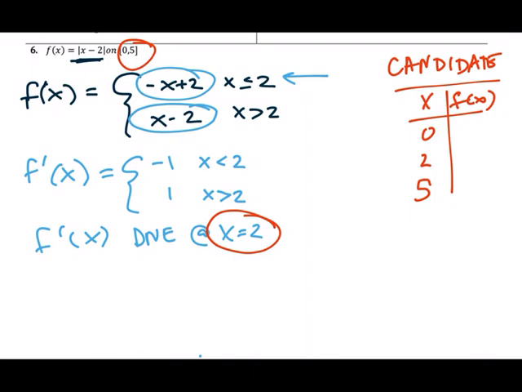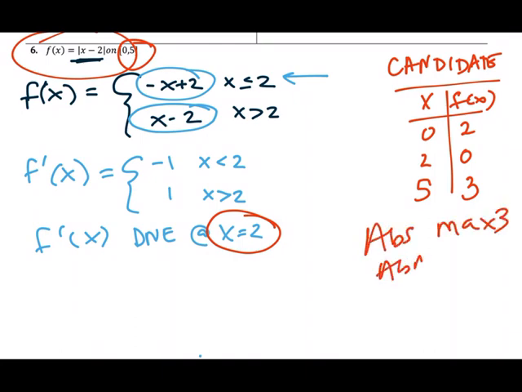If I plug 0 back into my original function, the absolute value of 0 minus 2 is 2. The absolute value of 2 minus 2 is 0. The absolute value of 5 minus 2 is 3. So our absolute max is 3. And our absolute min is 0. So let's recap what we covered in this video.